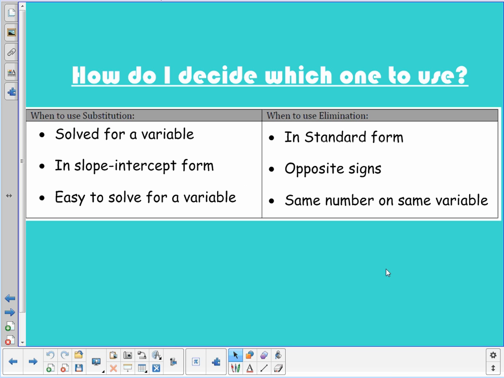We use elimination when we have equations in standard form, when we have equations that have opposite signs, or when we have equations that have the same number on the same variable. Okay, so we're just going to take a look at some examples of how we choose how to solve it.